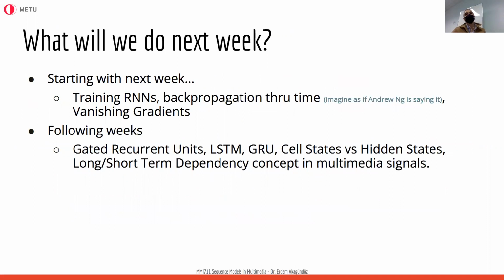Starting with next week, I'm going to be talking about training, backpropagation through time, why it is difficult to train RNNs, what the problem is, what the vanishing gradient problem is, and how it's related to backpropagation, things that you have already learned in the previous introductory courses. We're going to go over them, which will lead us to the idea of LSTMs, gated units, states, long-term dependencies, etc. in the following weeks.